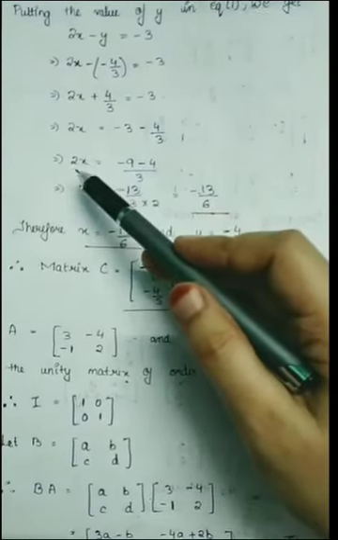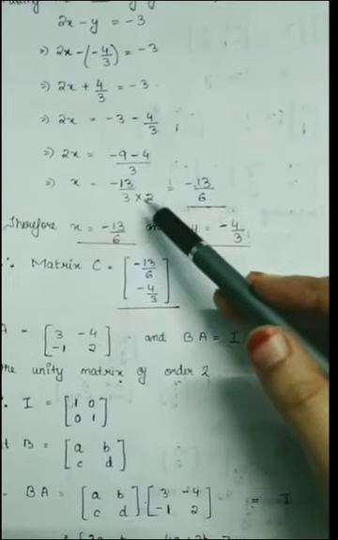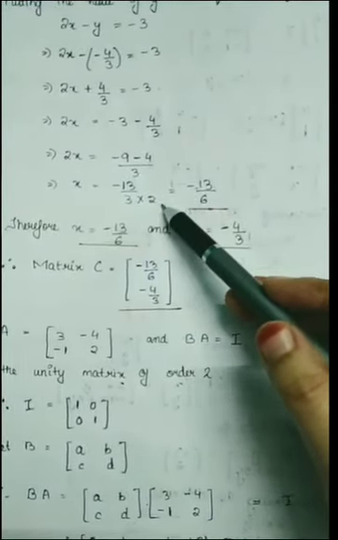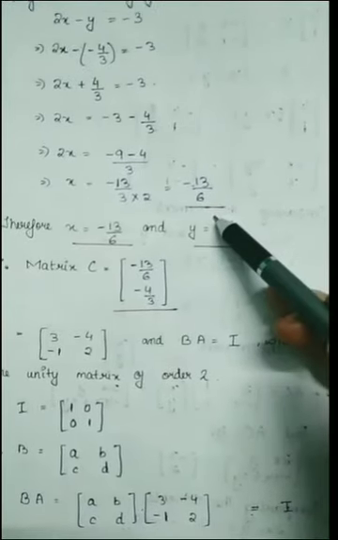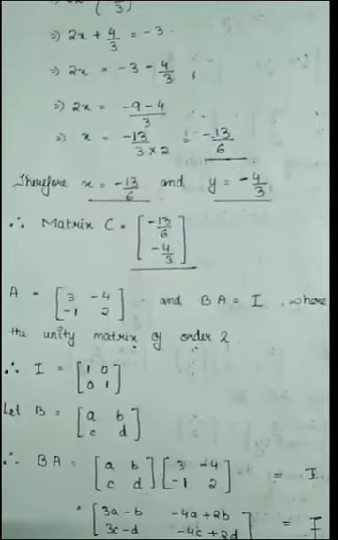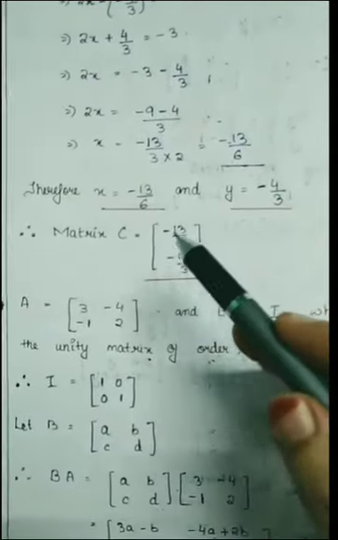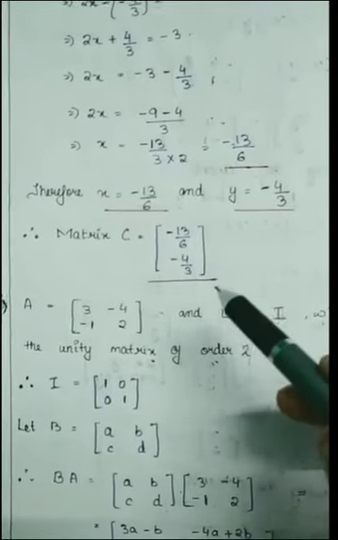And then this 2 will go to the right hand side, so it will become divided. So 3 multiplied by 2 is 6. Therefore the answer has come minus 13 by 6. So we have got the value of x as minus 13 by 6. Value of y is minus 4 by 3. Therefore matrix C will be minus 13 by 6 and minus 4 by 3.